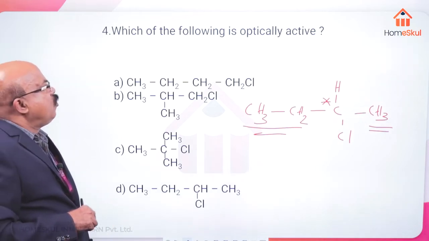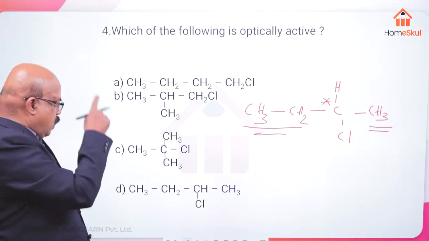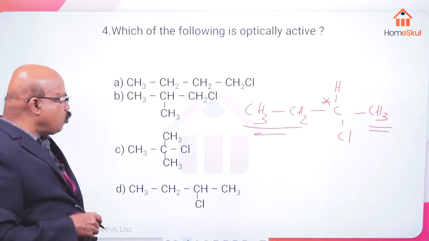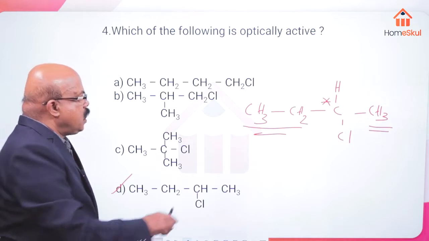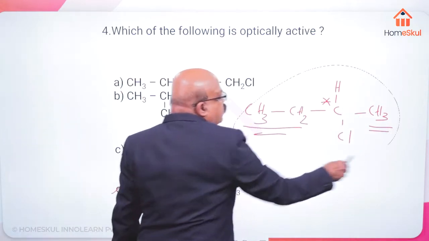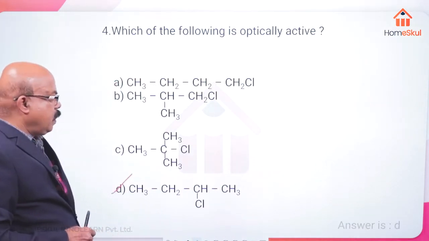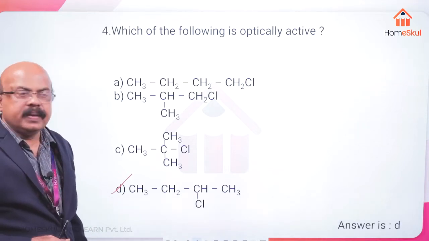So which of the following is optically active? Out of the 4 given compounds, the 4th one is optically active. So the correct answer of this question is option D. Okay. Next one.